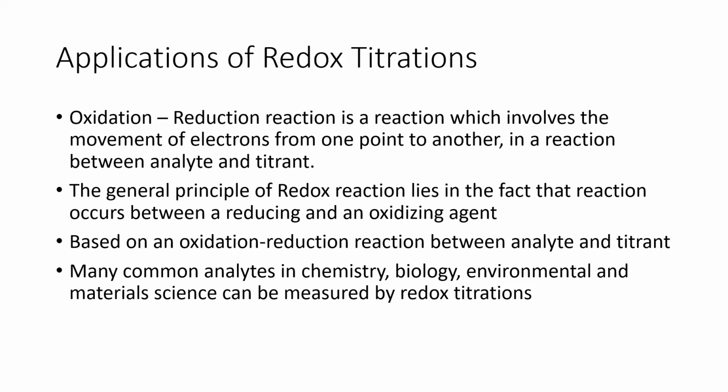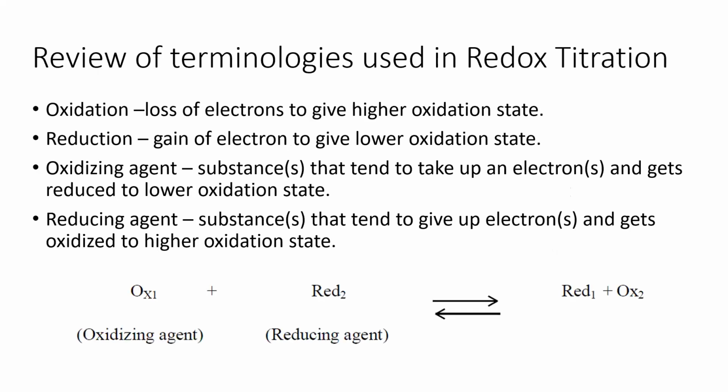And we can use this to know the quantity of an analyte that reacts with the titrants based on their chemistry of oxidation and reduction. And many common analytes in chemistry, biology, and environmental sciences can be measured by redox titration. Now, the terminology is, we know that oxidation is loss of electrons, while reduction is gain of electrons.